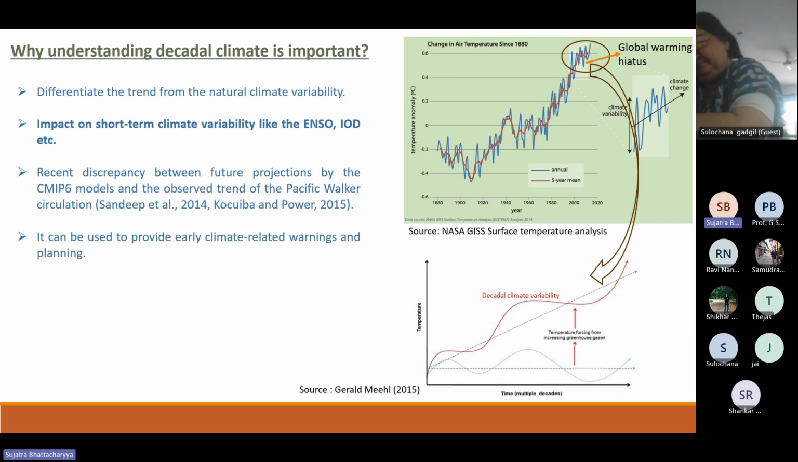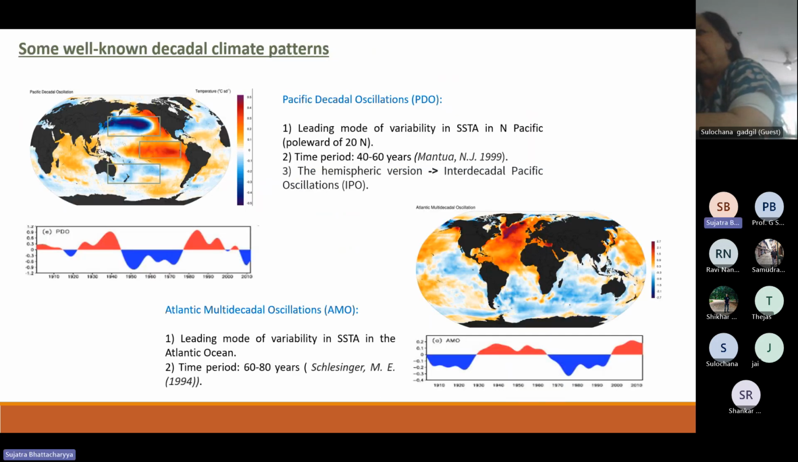Okay, so now we understand that it is important to understand these natural climate variables. So what are some of the leading modes of well-known decadal climate patterns, which we all know? On your left is the Pacific Decadal Oscillation. It is the leading mode of variability in sea surface temperature, normally in the North Pacific. It has a time period of around 40 to 60 years. And PDO is defined in the North Pacific, but its pan-Pacific counterpart is called the Interdecadal Pacific Oscillation. Both the PDO and the IPO time series are in-phase, so they can be used interchangeably.